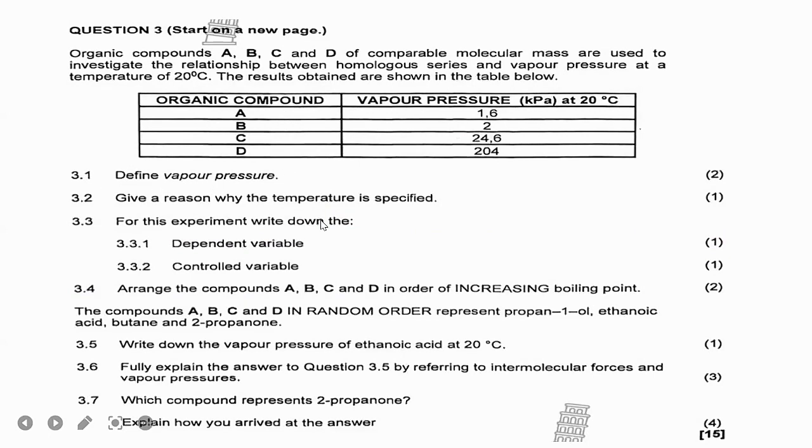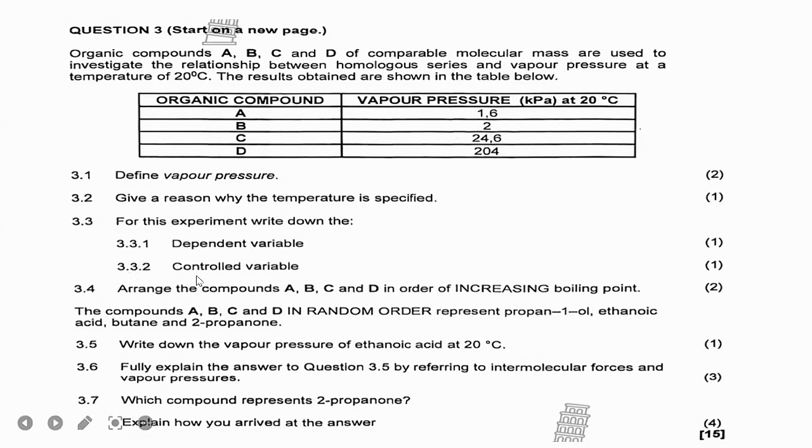So it is that control variable. Then for this experiment, write down the dependent variable. Now the dependent variable is the physical property that we are investigating, right? So it's the vapor pressure. Had they asked for the independent variable, you'd say it is the homologous series, because now they're investigating the effect of the homologous series on the vapor pressure. But our dependent variable is always one of the physical properties: either the vapor pressure, melting point, or the boiling point.